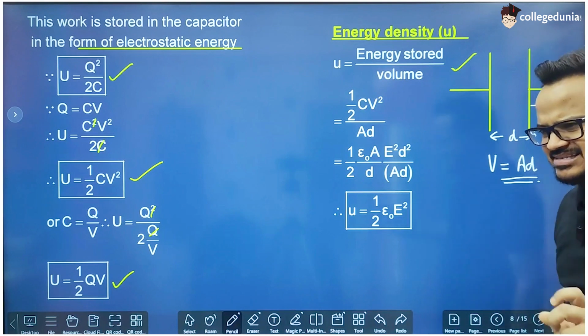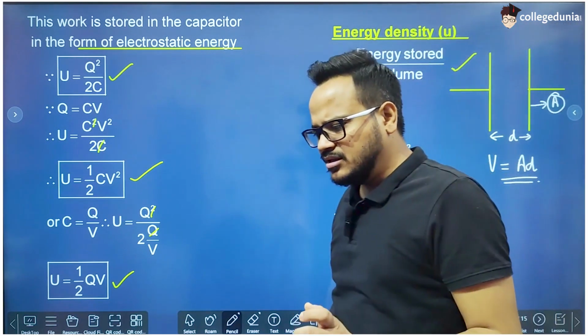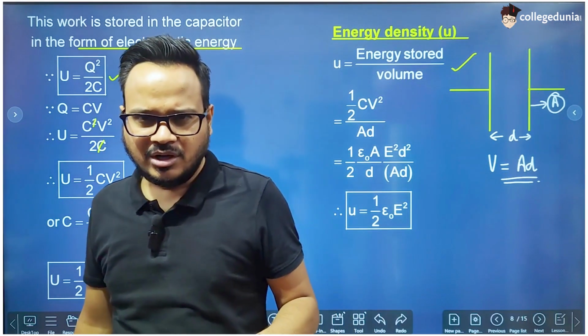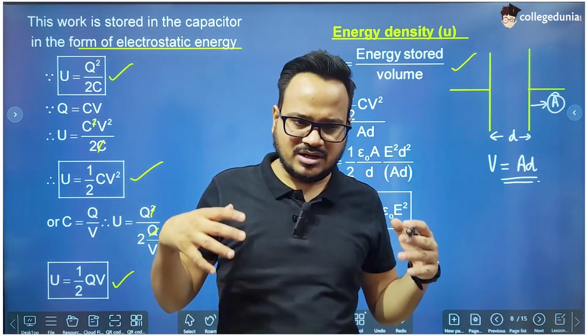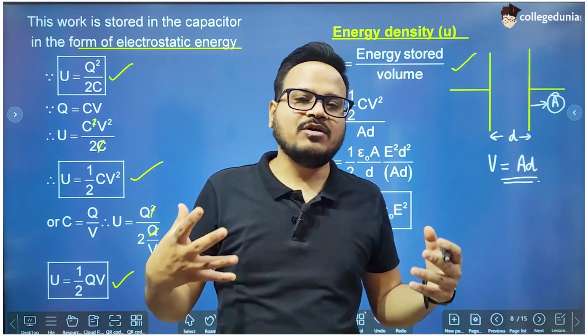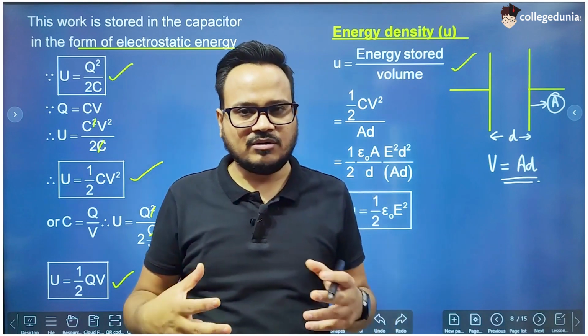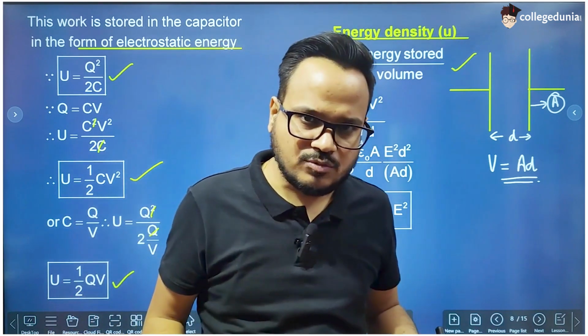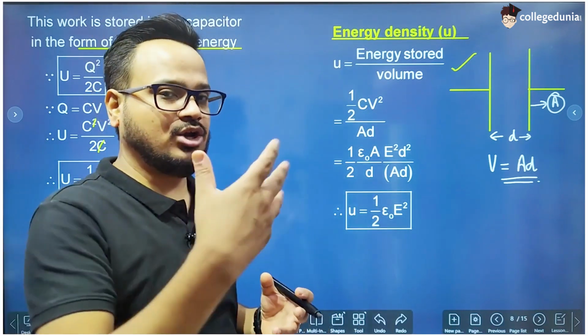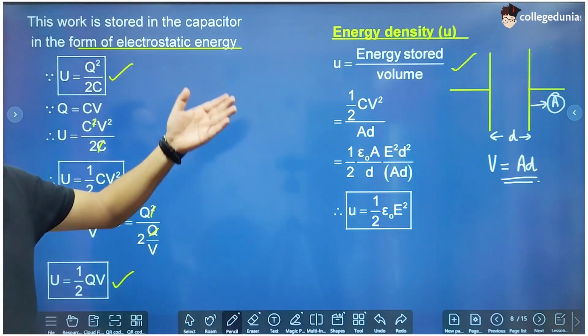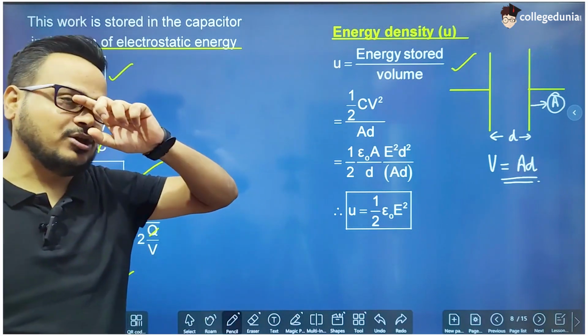When we use the word density, it means that we are dividing by volume, right? When we say density, we mean mass density, which is mass per unit volume. But if we are talking about some other kind of density, then we have to mention it. So energy density is energy stored per unit volume.